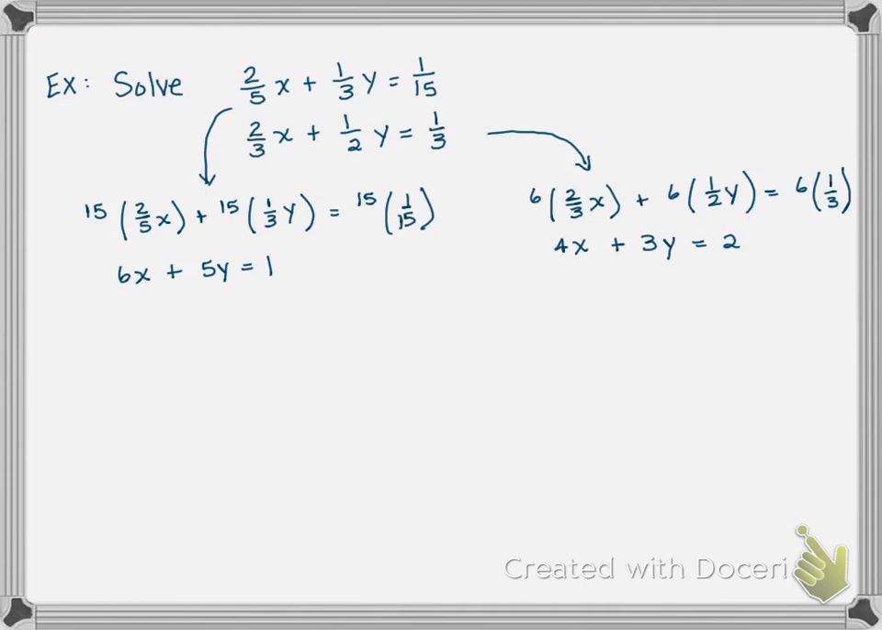So now we can worry about doing elimination, right? My system now that I'm solving, we can think of this as starting with a whole new system. I'm solving 6x plus 5y equals 1, 4x plus 3y equals 2. So it's just like starting fresh with a whole new system. We just don't happen to have fractions now.